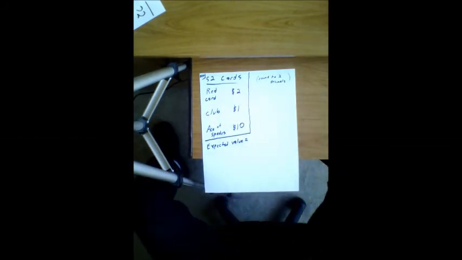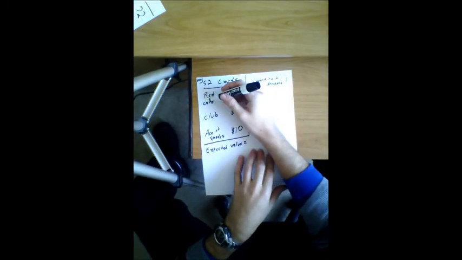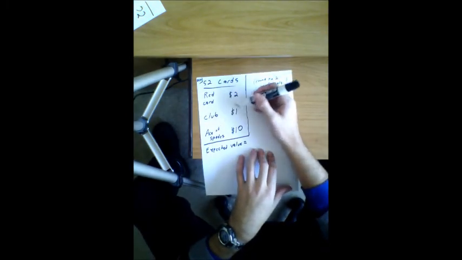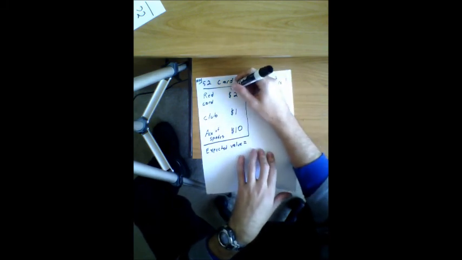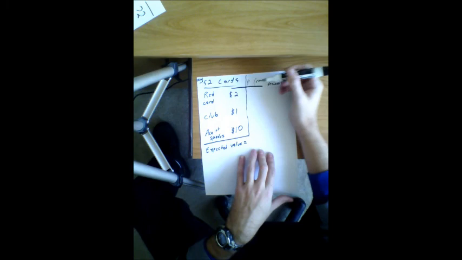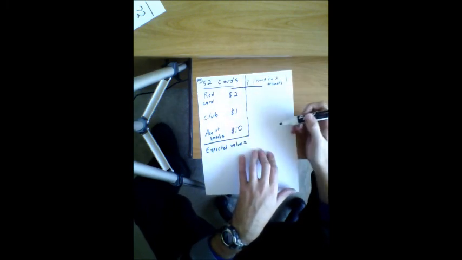So we've got this game. It's played with a deck of 52 cards. Here are the rules. Red card gets you $2, club gets you $1, ace of spades gets you $10. Let's look at the probabilities of these things. We need the value, and we need the probability of each value to find the expected value.